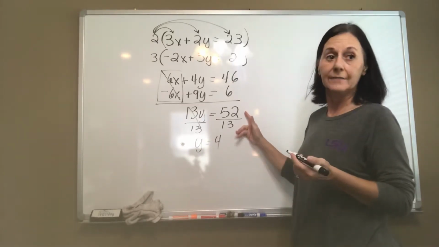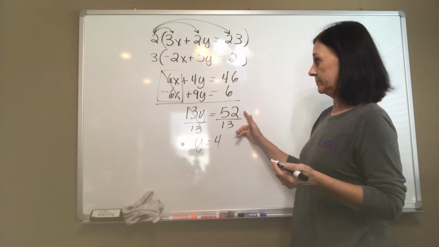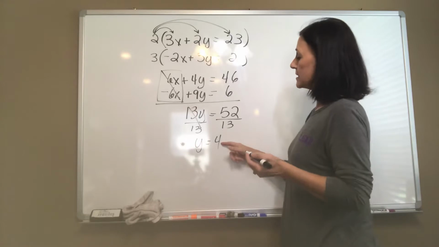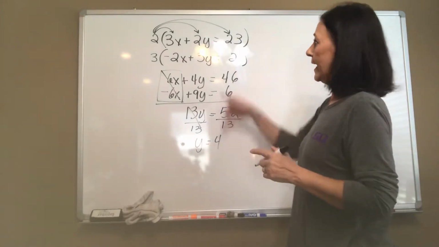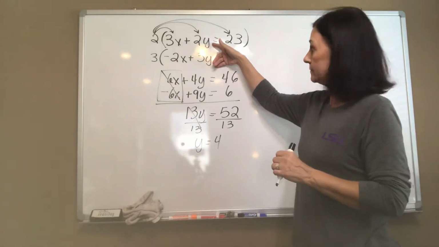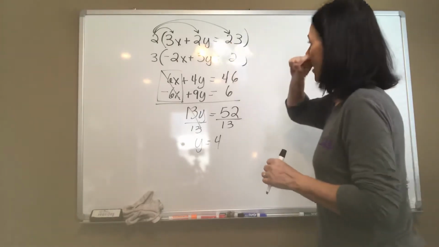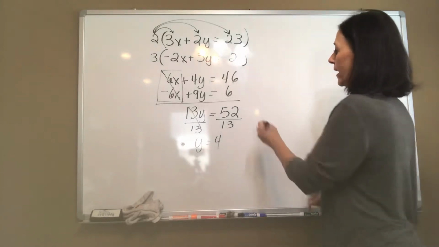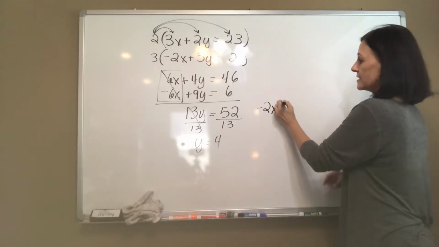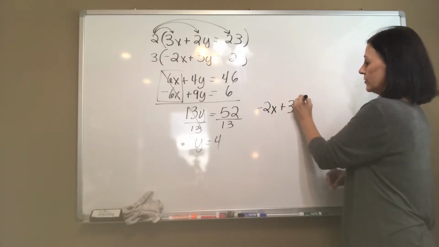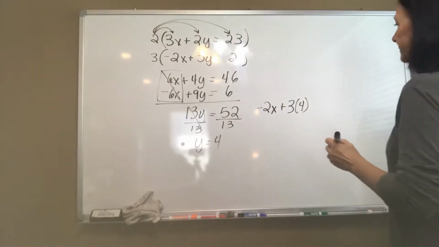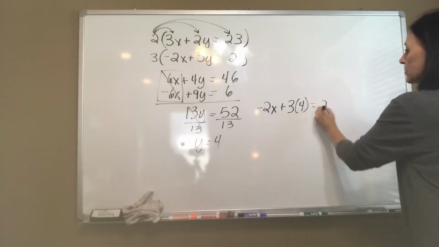Sometimes you will get a fraction, but not in this one. I'm not done. I must then substitute 4 for y into one of the original 2 equations. It doesn't matter which one. But I need to solve for x. So I'm probably going to go into this second equation because, I don't know, the numbers are smaller. It doesn't matter. You're going to get the same solution. I'm substituting in for y. I'm substituting in 4. So 3 times 4 equals 2.